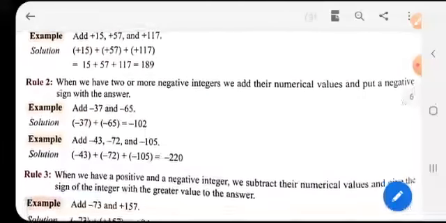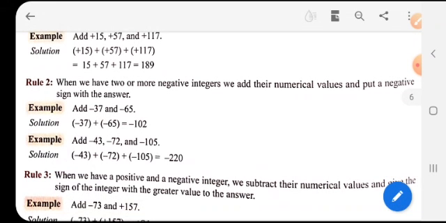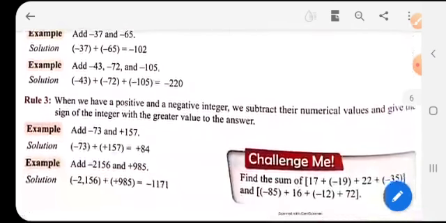In the second example, rule 2, any negative integers when added together give a number with a negative sign. So when we take any two negative numbers and add them up, we get the addition of both the negative numbers, but the sign will be negative.